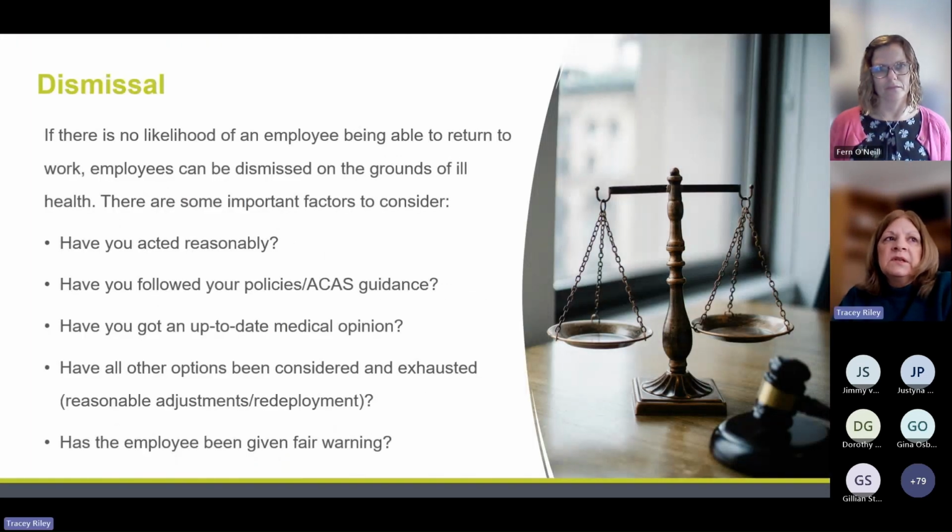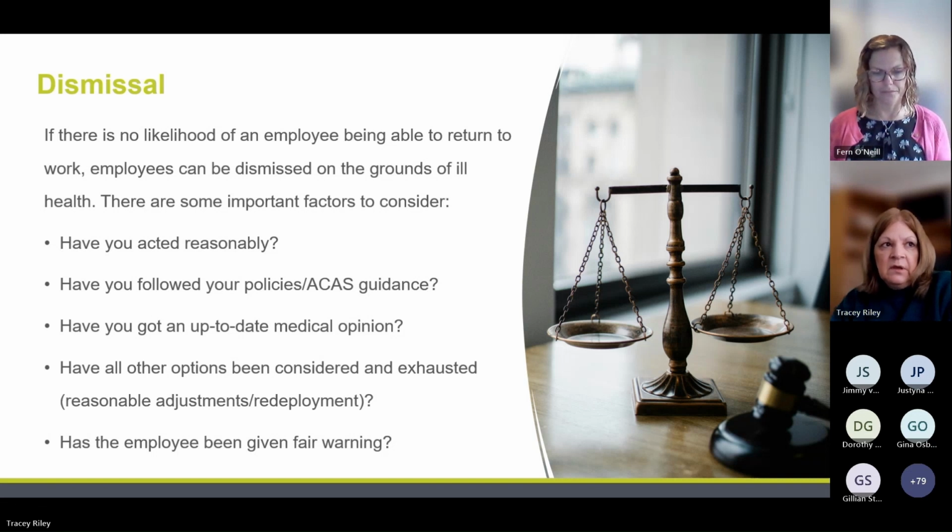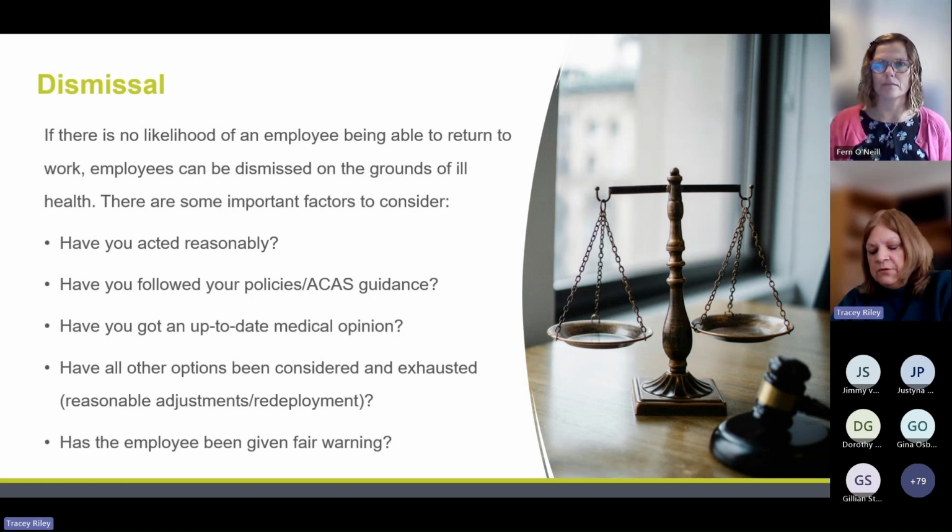Ultimately, if there's no likelihood that the employee can return to work, you can legally dismiss them on the grounds of ill health. The important things to consider here are, have you acted reasonably? Have you absolutely followed your policies or ACAS guidance if you don't have any policies? And the important thing to note here is, if somebody were to make a claim against you if you dismiss them, it's extremely important that you follow your own policies, especially if they're over and above the ACAS guidance, because that will stand against you in a tribunal if you have not done that.